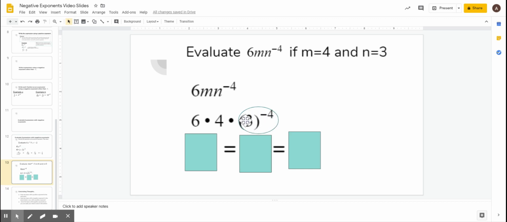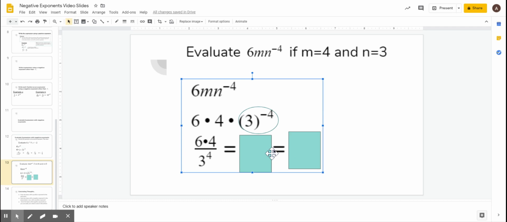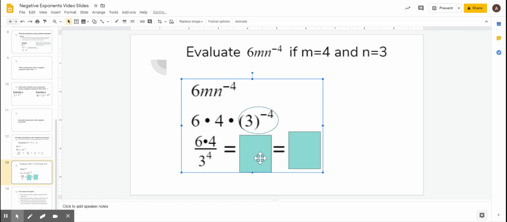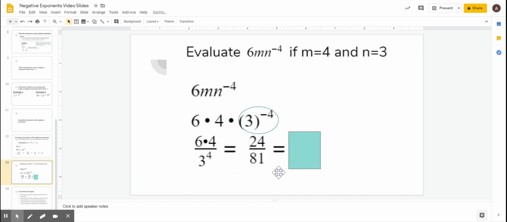So this is going to be sent to the bottom. 3 to the -4 is being sent to the bottom because of the negative exponent. So once it gets sent to the bottom, the power becomes positive, and then you have the 6 times 4 in the numerator. So we have the 6 times 4, which gets you 24. The 3 to the fourth power is 81. And then that simplifies to be 8 over 27.